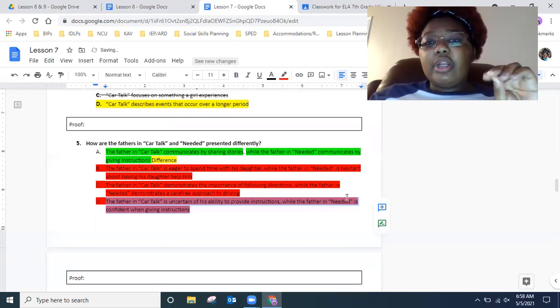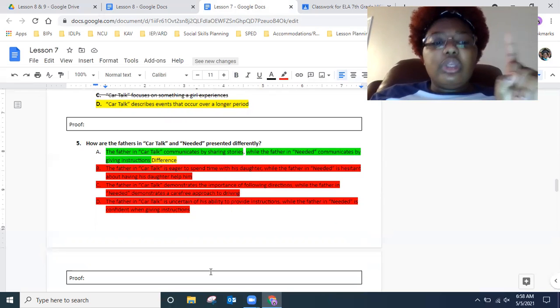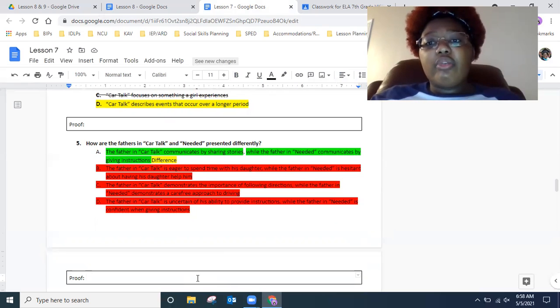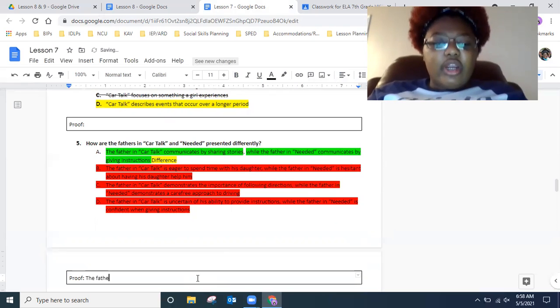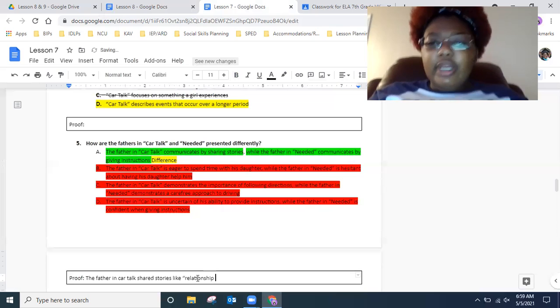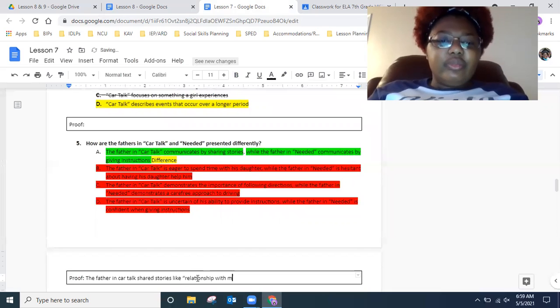Remember what is very important. Although you find the answer in the first option, you need to go to the other options and prove them wrong too. You also need to go through and show your proof. So once you find that right answer, I want you to tell me, like, the father in Car Talk shared stories. Give me an example of a story they shared about the relationship with Mom. You should find an actual quote, but I don't have the time right now. So, like, relationship with Mom.